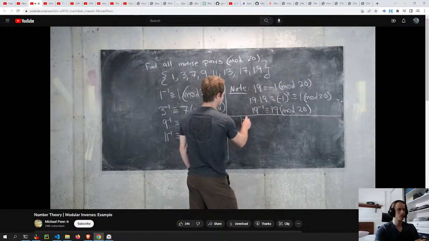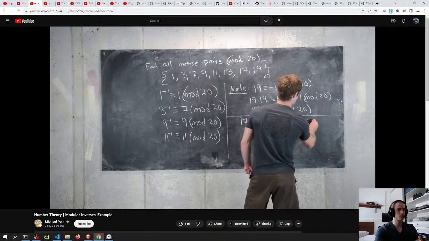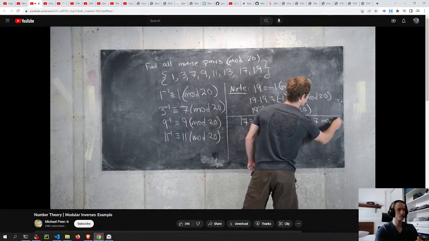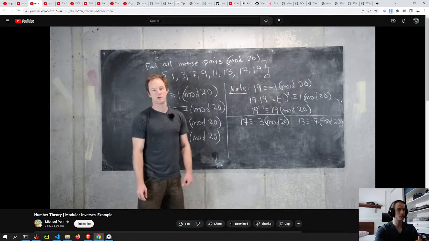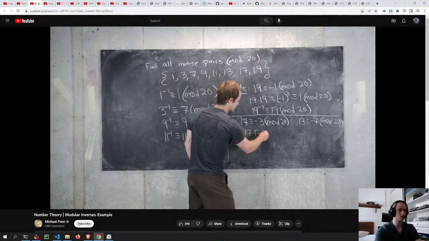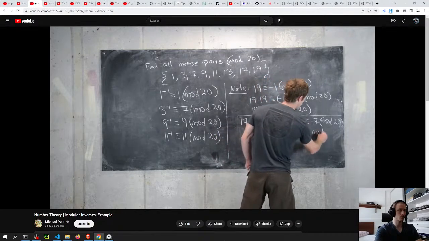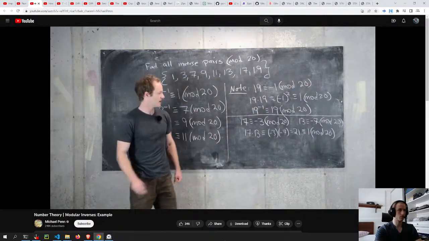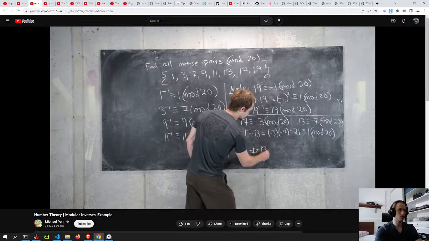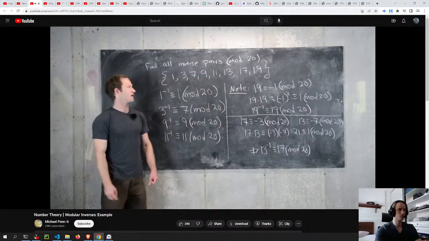So notice that 17 is congruent to -3 mod 20, and 13 is congruent to -7 mod 20. Now when we multiply -3 and -7, we get a positive 21, which is congruent to 1 mod 20. So let's write that down. So 17 times 13 is congruent to -3 times -7, which is 21, which is 1 mod 20. Good. And finally, what that tells us is that 13 inverse is congruent to 17 mod 20. So in other words, 13 and 17 are inverse pairs mod 20.